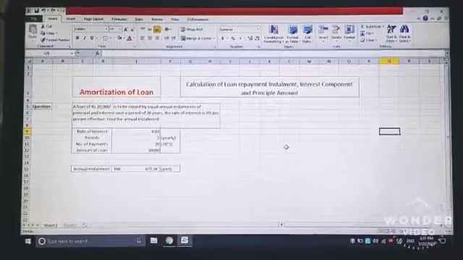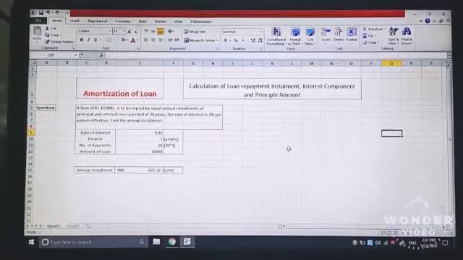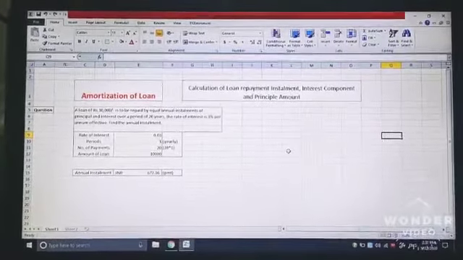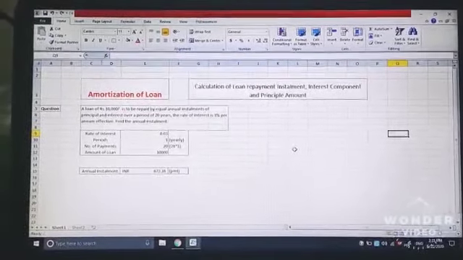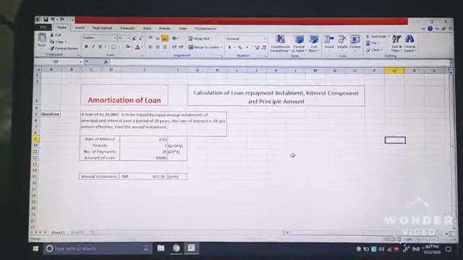So in today's lecture, we'll understand amortization of loan. Now we'll be doing two questions in this to properly understand how to calculate the loan repayment installment, and how to calculate the principal amount and the interest component in this installment.